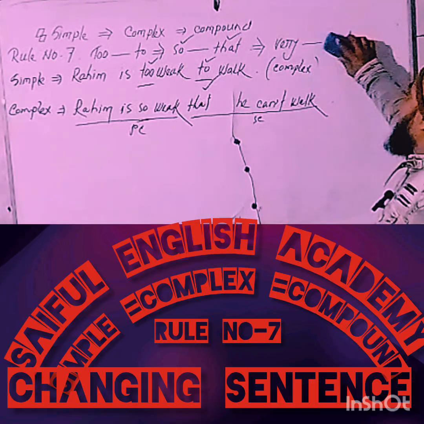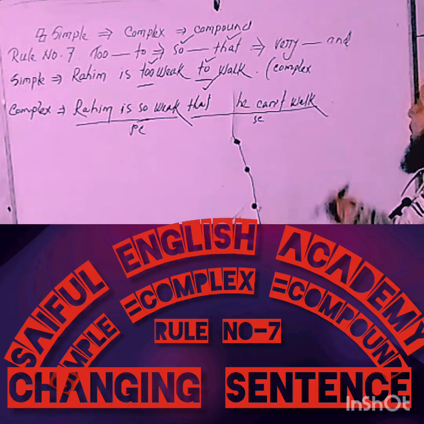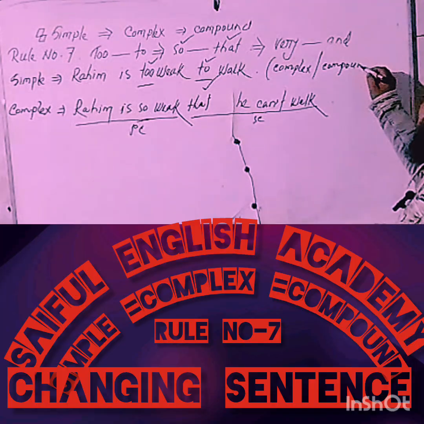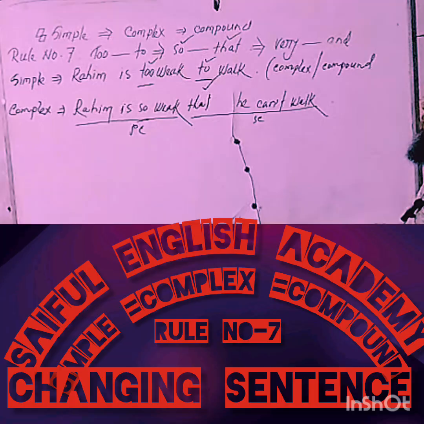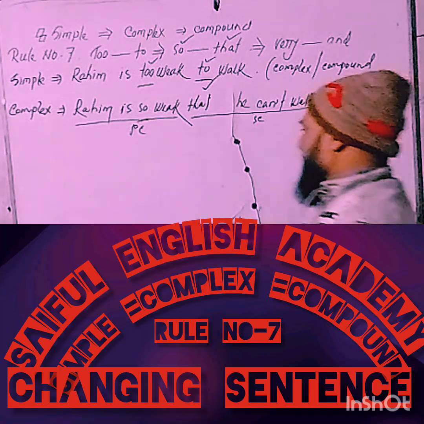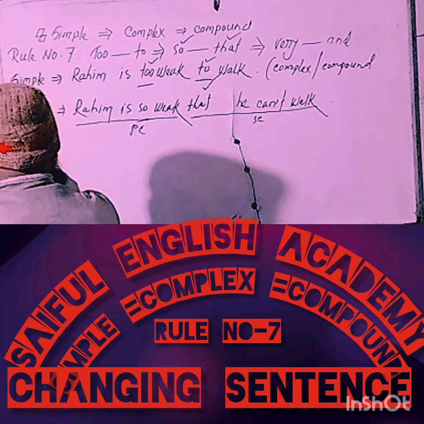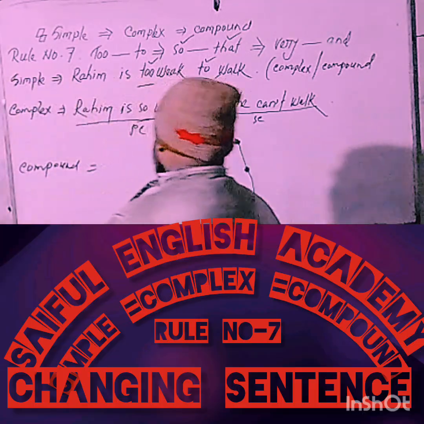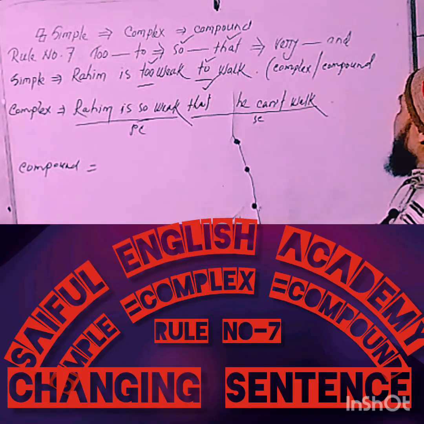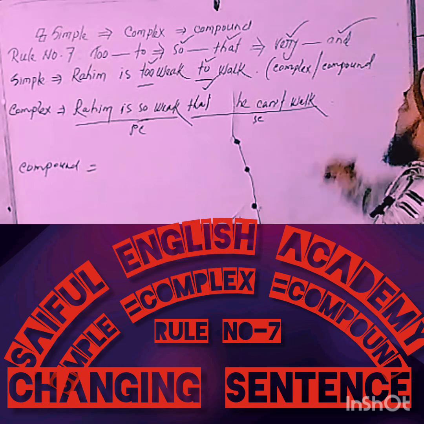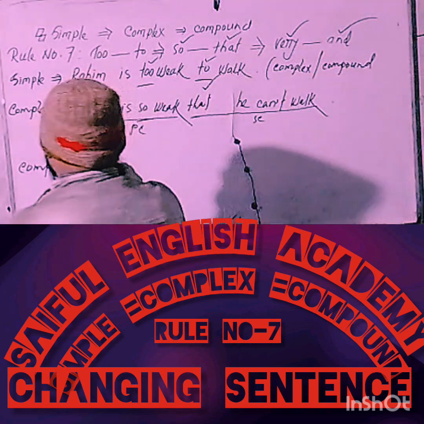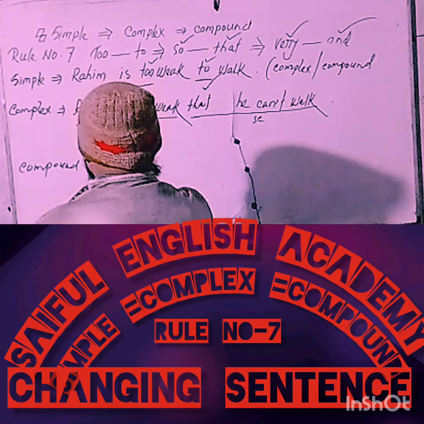Now, suppose, my dear learners, you are told to change the statement into a compound sentence. So, my dear learners, what step should you take in this case? So, my dear learners, try to follow me. Compound. You will have to write very dot dot and, instead of so dot dot that. So, my dear learners, start solving this problem.